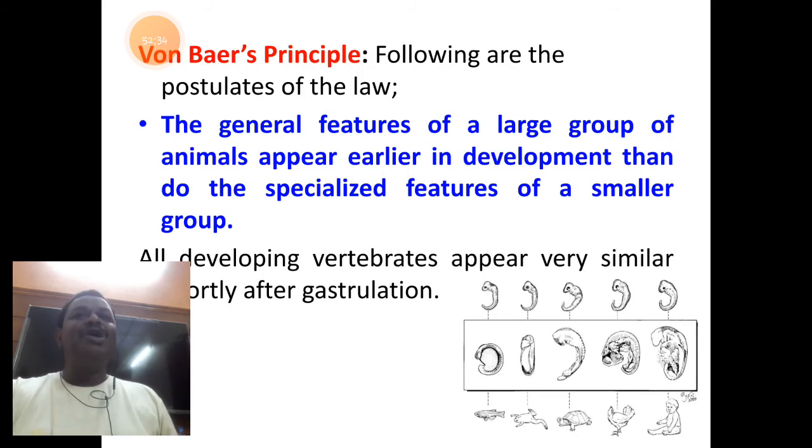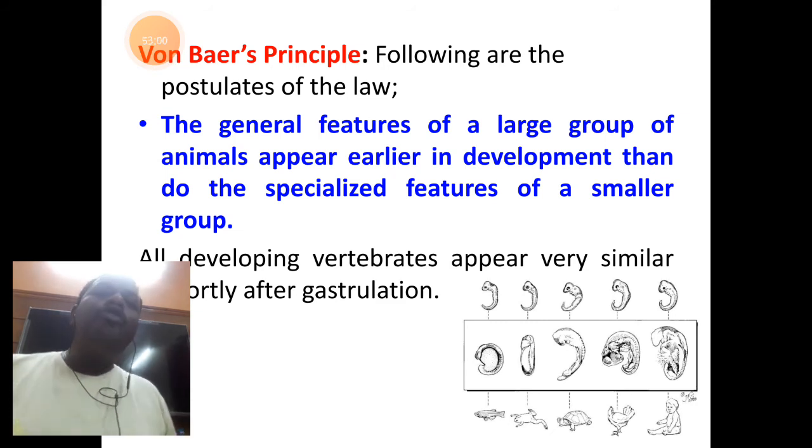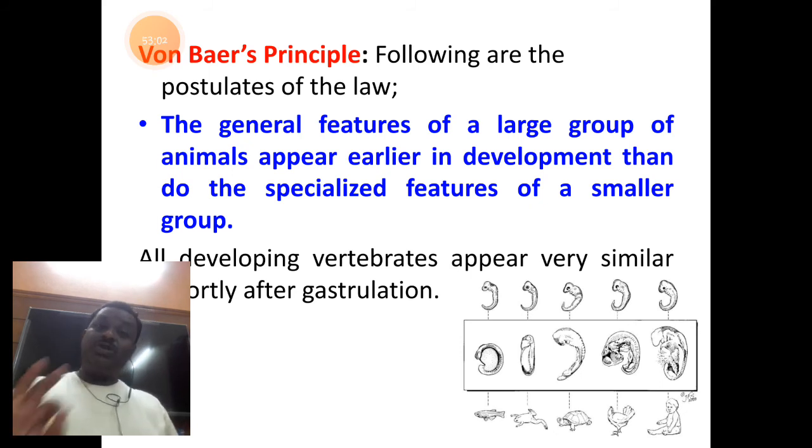The next popular concept of embryological evidence of organic evolution is von Baer's principle. We also call it von Baer's law. Students, remember, it is a very important concept, most accepted, like that of Haeckel's law. Here the concept of von Baer's principle is based on 4 major postulates. It is also very important for your main exams.